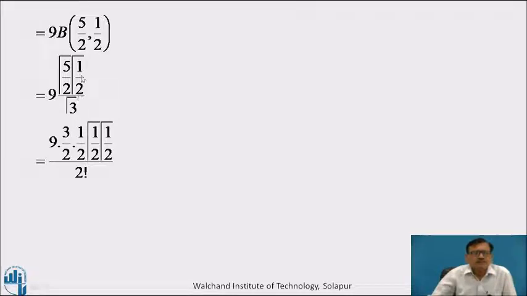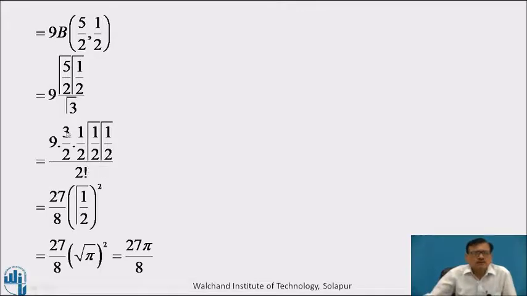And now using the property of gamma function, we can write 9 into gamma of 5 by 2 as 3 by 2 into 1 by 2 into gamma of 1 by 2, and gamma of 3 is 2 factorial. Now the simplification of the constant term is 27 by 8 into gamma of 1 by 2 whole square. As we know the property of gamma function, gamma of 1 by 2 is root pi, whole square, so we get 27 pi by 8. This is the value of the integral I1.